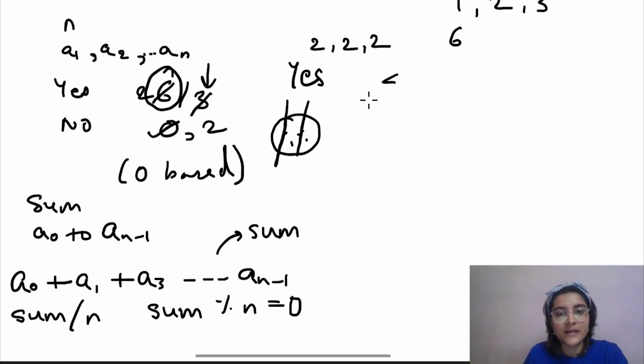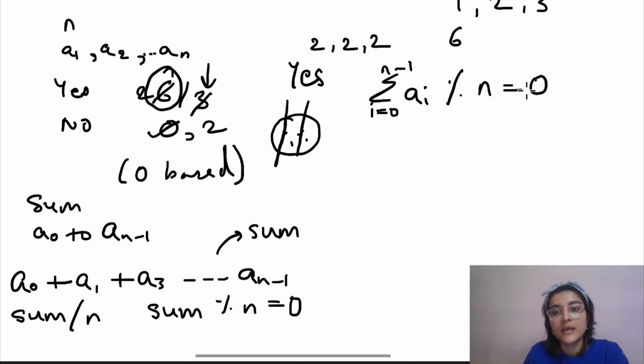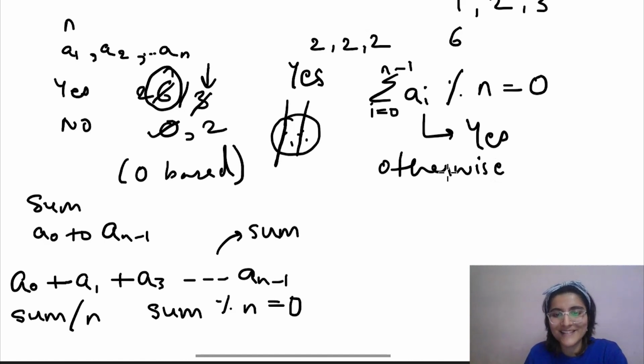You have to find the summation of a_i for i equal to 0 to n minus 1, and you have to see if this is divisible by n or not. If it is divisible, you will output yes. Otherwise, I should have just written else, but anyways, otherwise you output no. That means it will not be divisible amongst n friends equally.